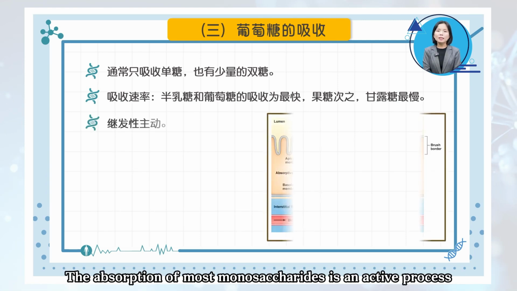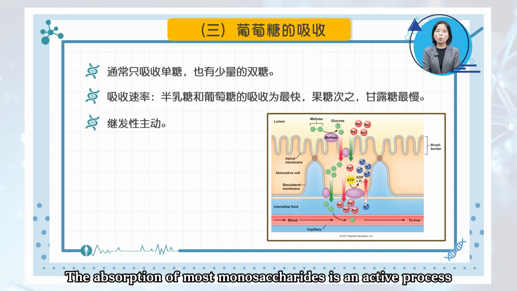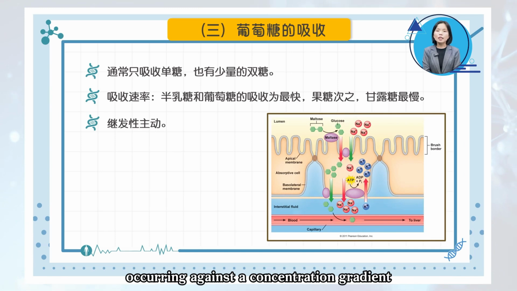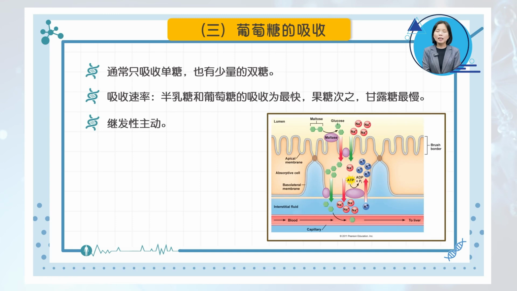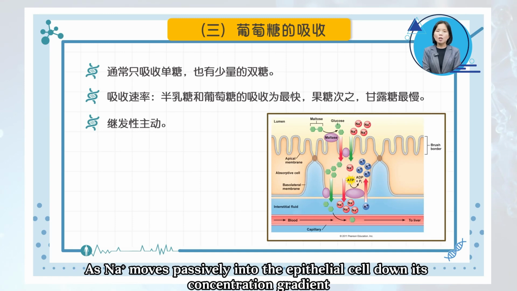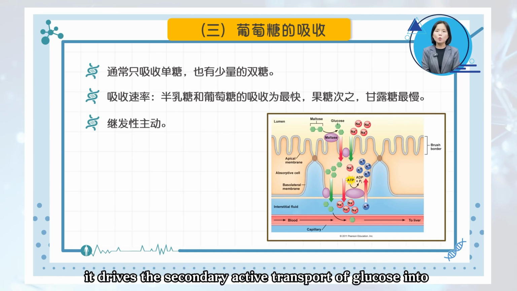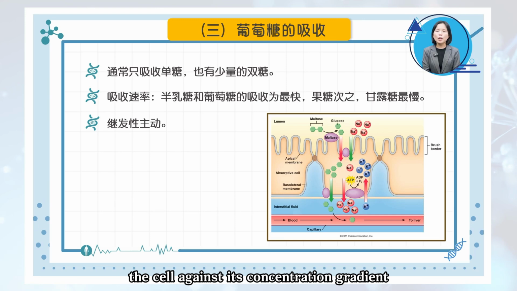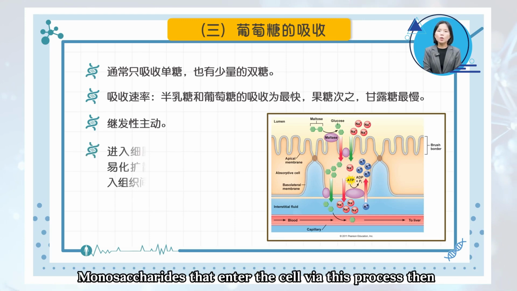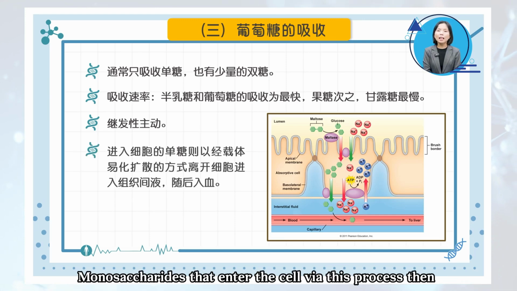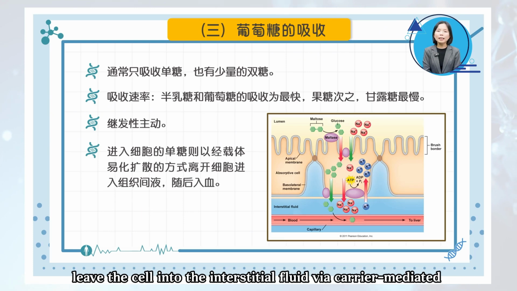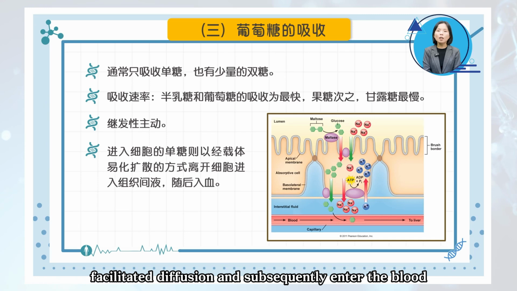The absorption of most monosaccharides is an active process, occurring against a concentration gradient. As Na+ moves passively into the epithelial cell down its concentration gradient, it drives the secondary active transport of glucose into the cell against its concentration gradient. Monosaccharides that enter the cell via this process then leave the cell into the interstitial fluid via carrier-mediated facilitated diffusion and subsequently enter the blood.